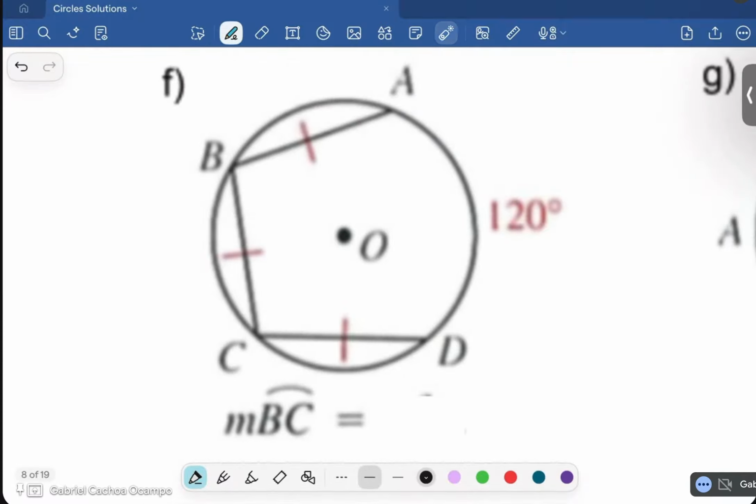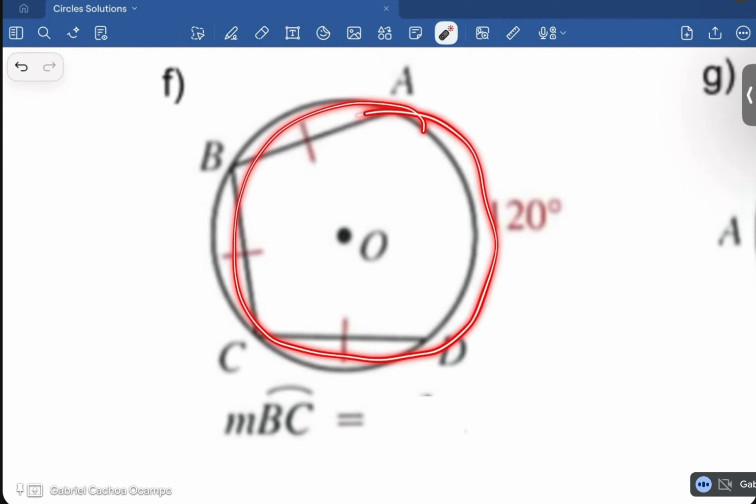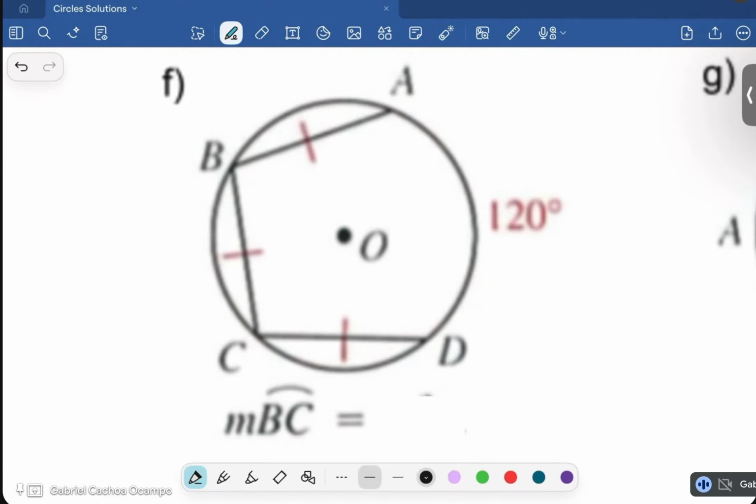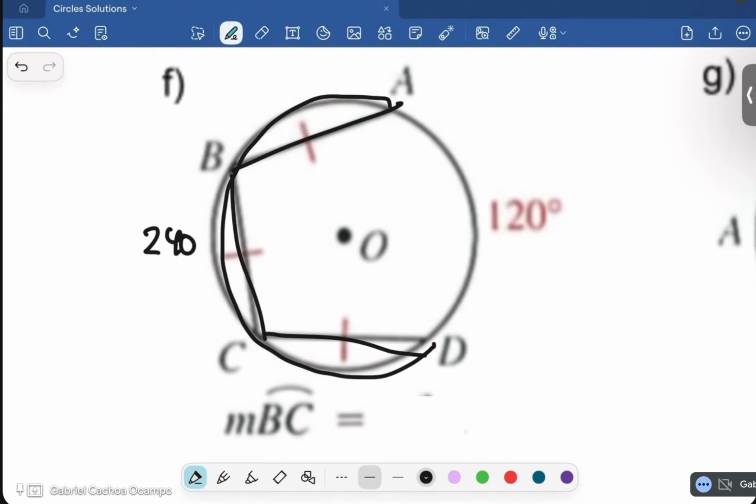Also here, imagine that I have all of this. The whole circle is 360. So 360 minus 120, that means that this angle is 240. And I am not cutting it into 2 equal parts, but into 3 equal parts. So 240 divided by 3, that is 80.